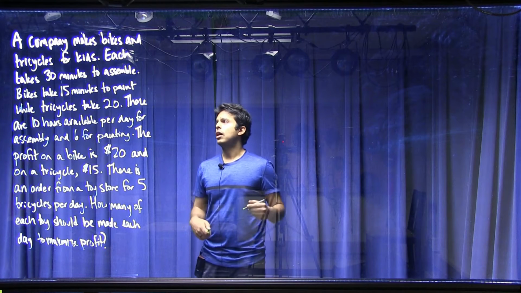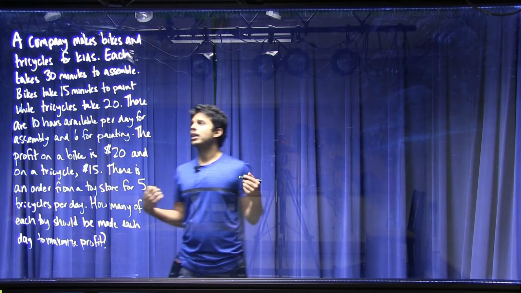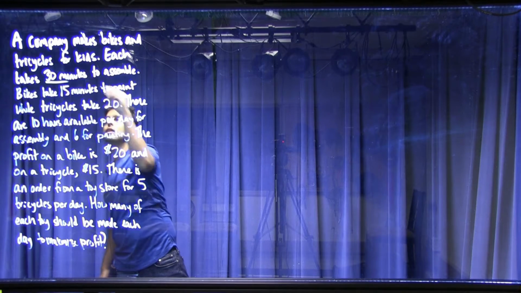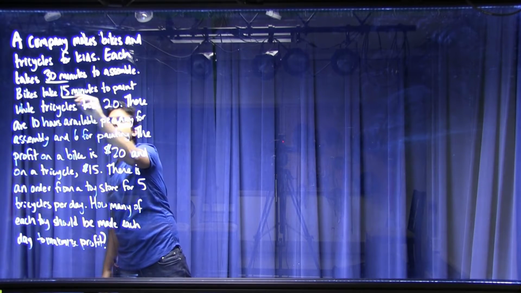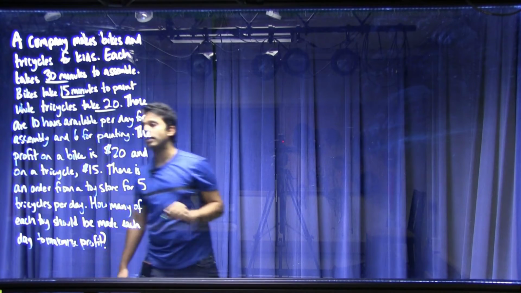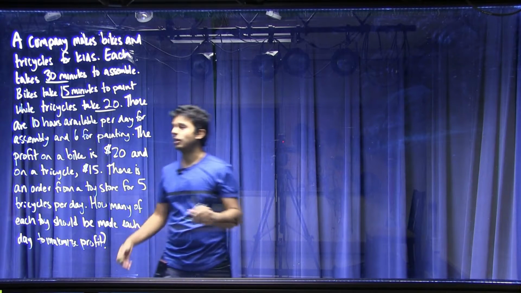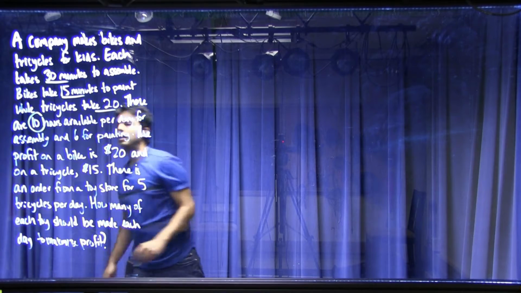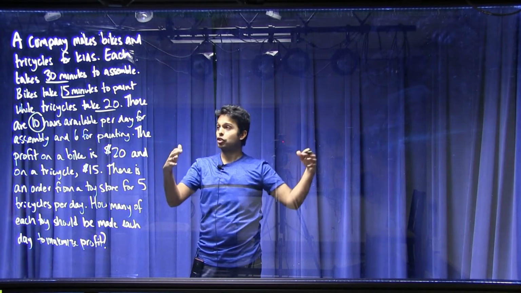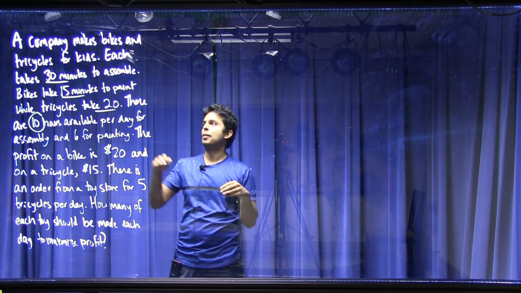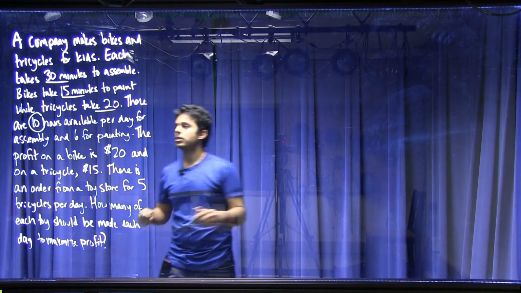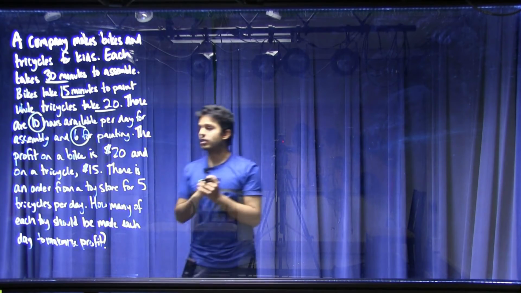All right, so we know each bike and trike takes 30 minutes to assemble, and bikes take 15 minutes to paint, while tricycles take 20. We also know there are 10 hours a day available for assembly. That's a constraint, because that's something about how much time we have in total, not an individual piece of information about a bike or a trike. Similarly, there's 6 hours available for painting.